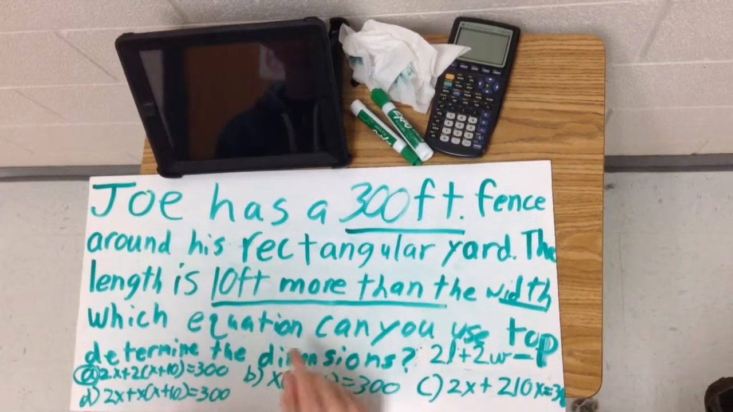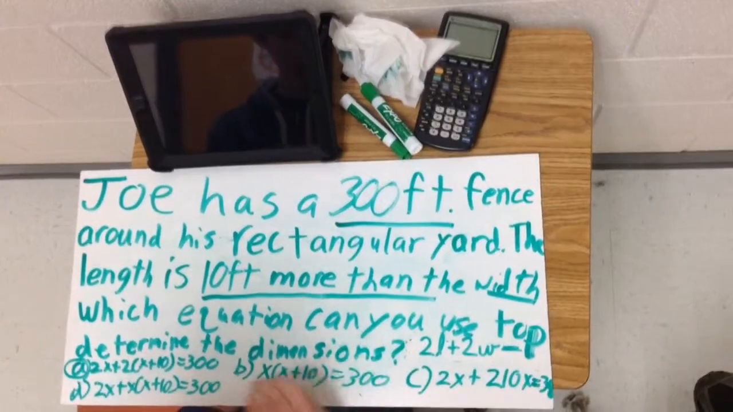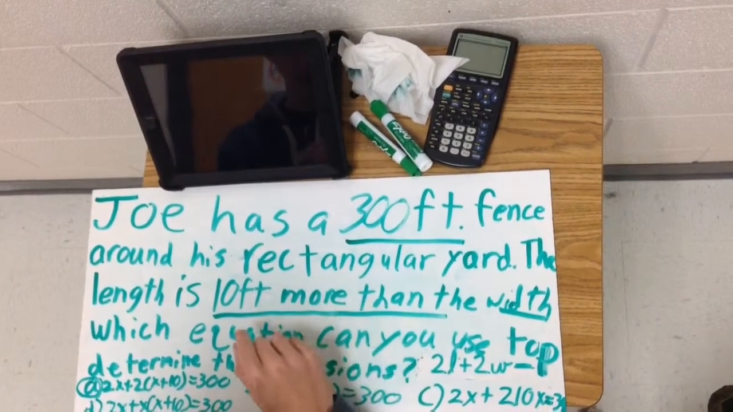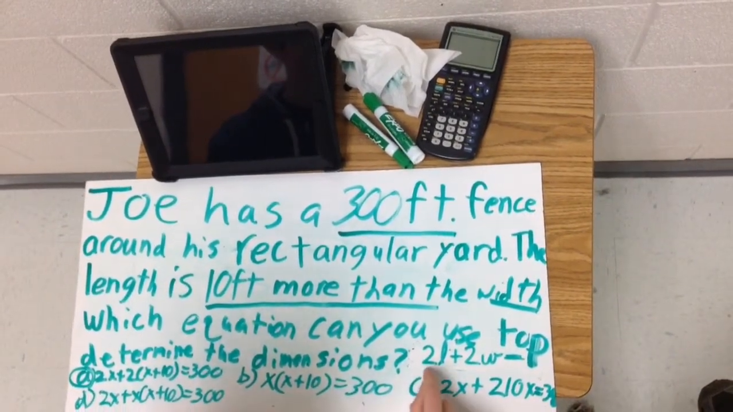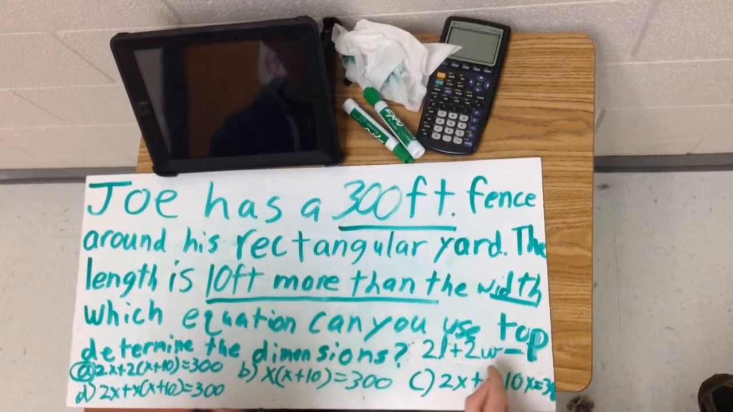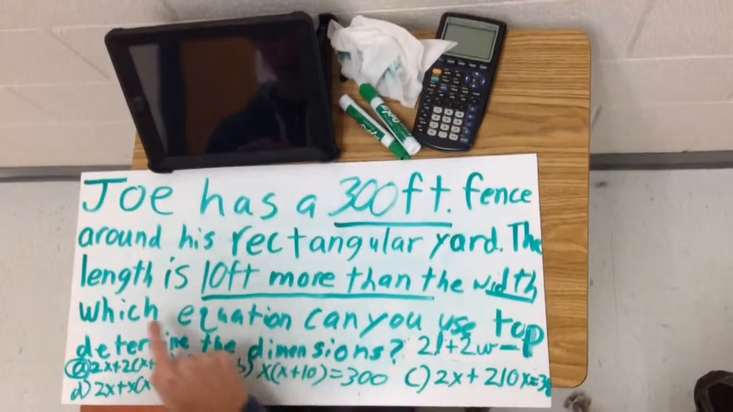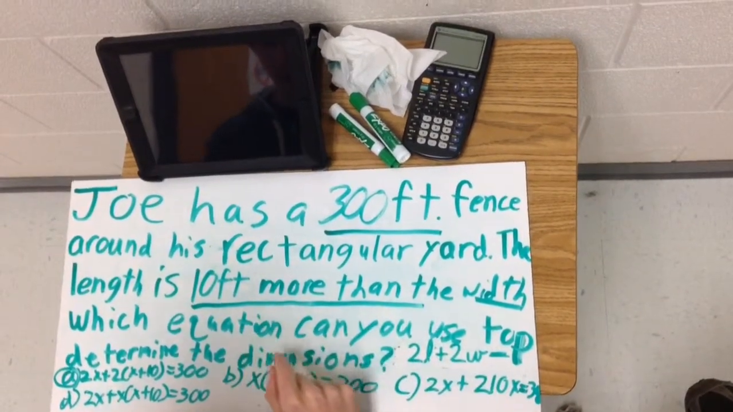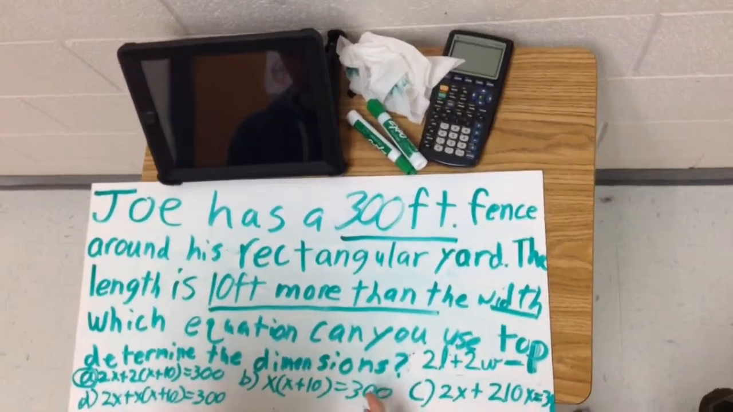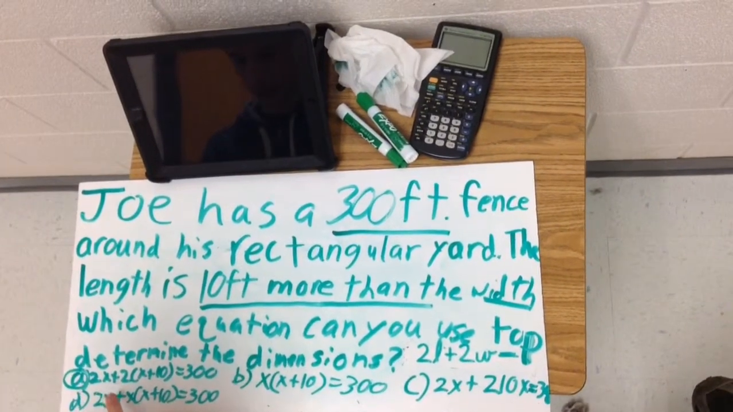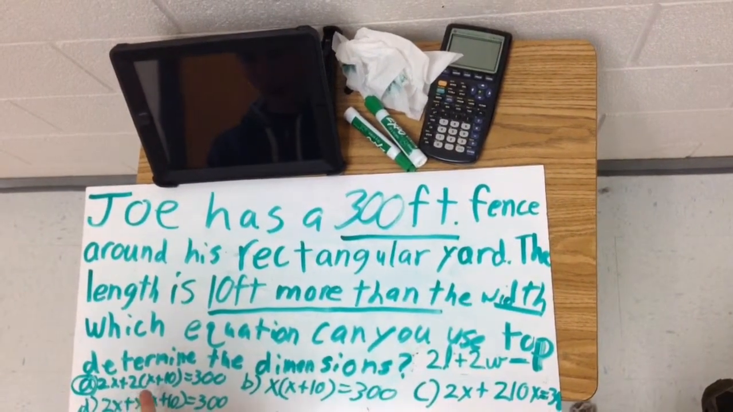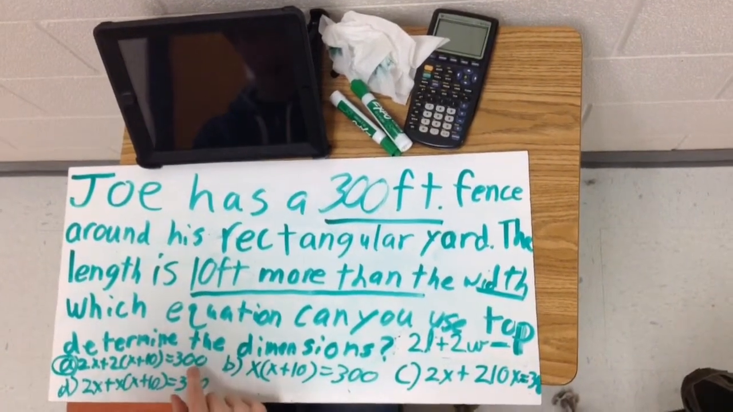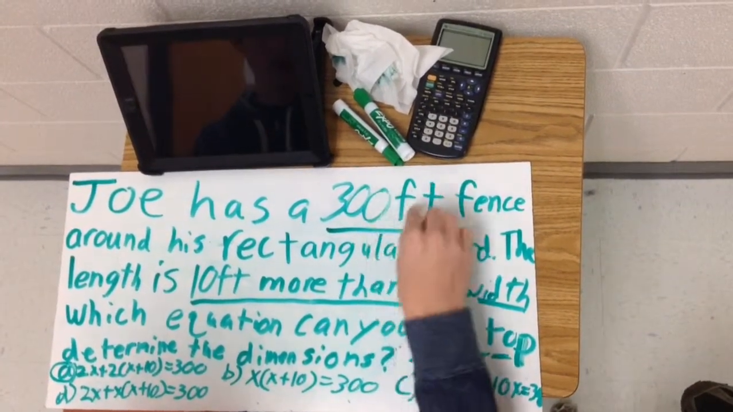So Joe has a 300-foot fence around his rectangular yard. The length is 10 feet more than the width. Which equation can you use to determine the dimensions? So we know that the perimeter of this is going to follow the equation of 2 times length plus 2 times width. And we know that the length is 10 feet more than the width. So if x is what we plug in for the values, we get the equation 2x plus 2 times (x plus 10), because it's 10 feet more than the other value, equaling 300, which is the total perimeter of the fence.